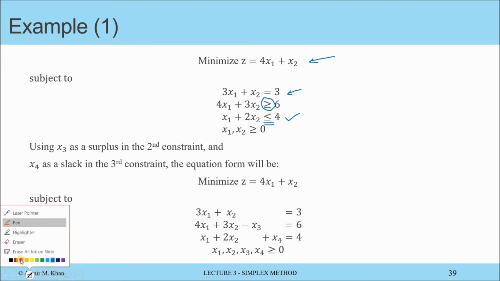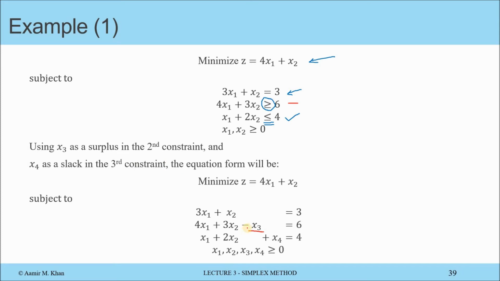So we continue. Next, we introduce some variables. They have given them x names instead of s or something; I don't think it's important, it's up to you. Here they have given x3 as a surplus in the second equation. And remember, because it's a surplus variable, you will subtract it, you will not add it.